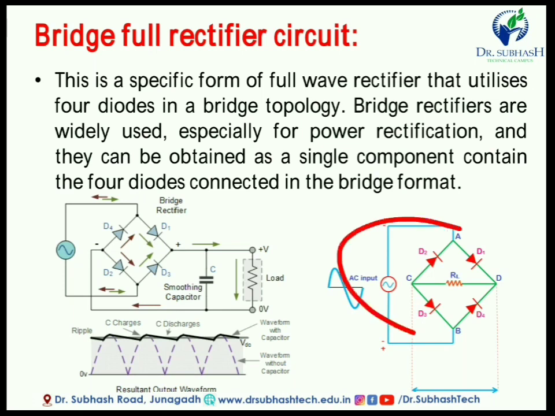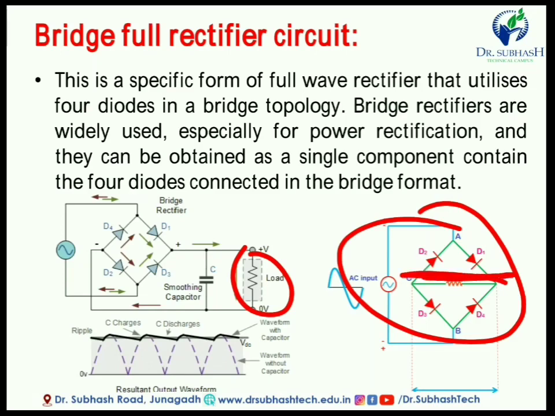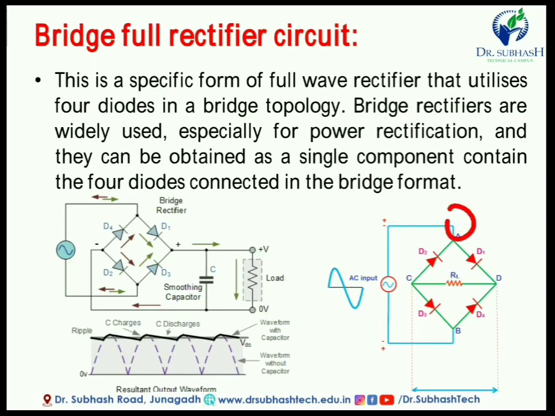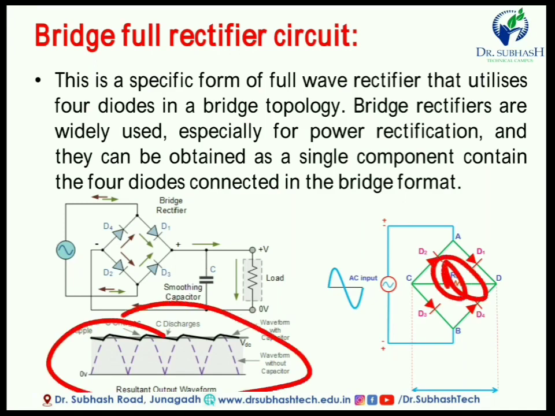This is the more simplified circuit. We can directly connect this resistor in between C and D. Here the names are A, B, C and D. Whenever the input supply is given between A and B, the output is taken between C and D. So you can easily remember A, B, C, D. A, B is our input, and C, D is our output. So across this RL resistor you get this type of waveform.